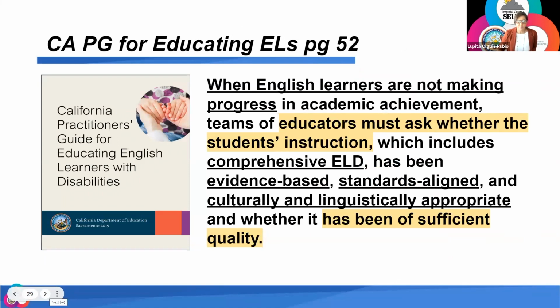So to start us off, we pulled this quote out from the Practitioner's Guide, and it's a critical question and things to think about. Again, regardless of your role as an administrator, these are important questions to ask of our staff, of our colleagues, of ourselves. So when English learners are not making progress, it's imperative that we ask ourselves, is the quality of instruction up to par? In other words, are we providing comprehensive ELD for English learners as part of their tier 1 core instruction? Are the ELD standards being used to design and deliver ELD instruction?